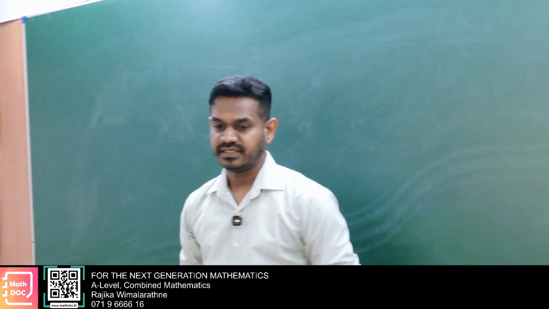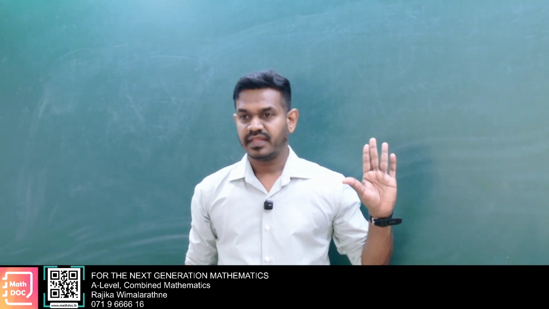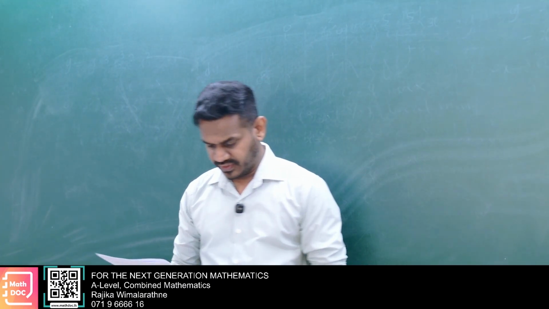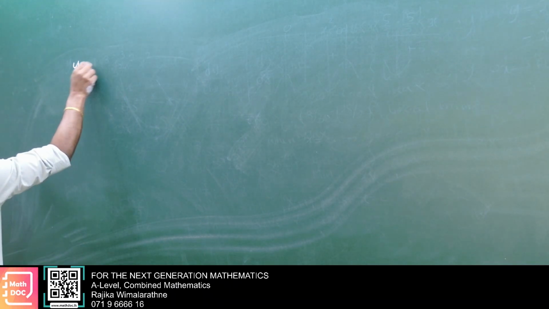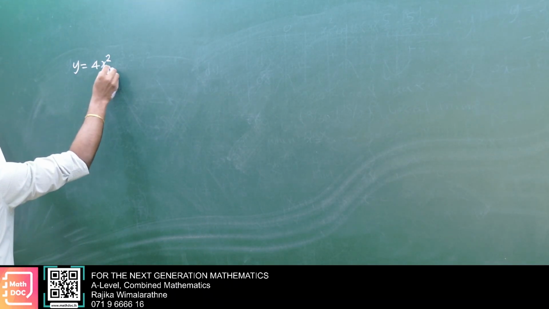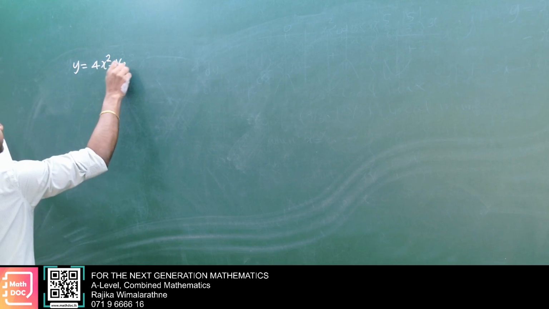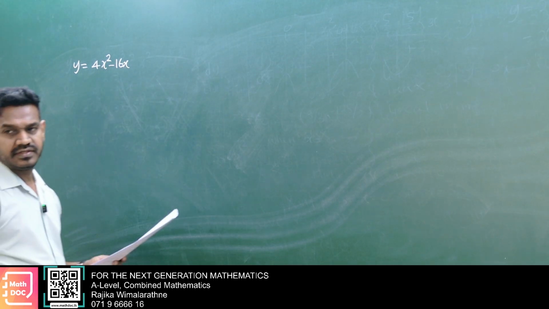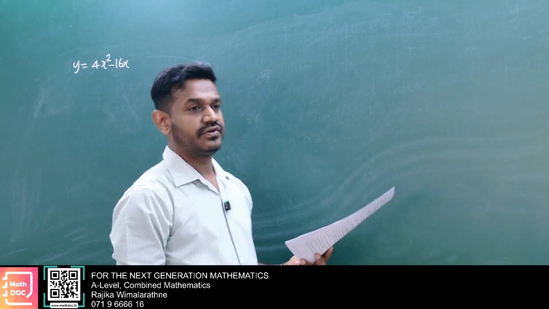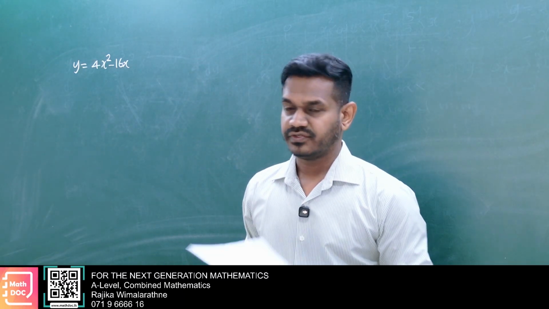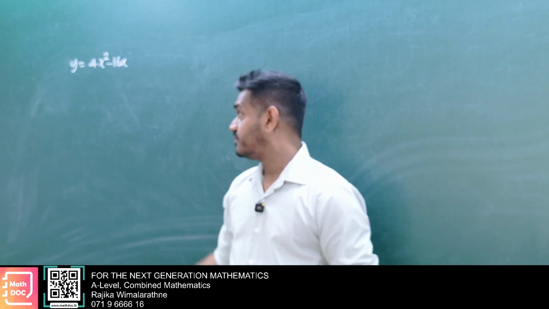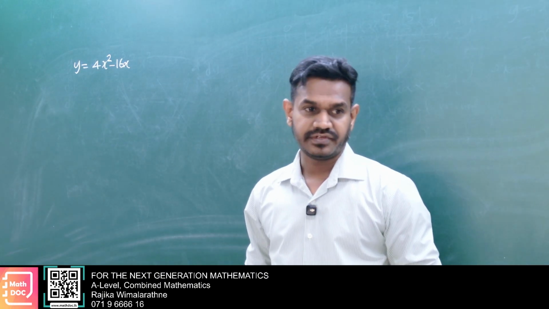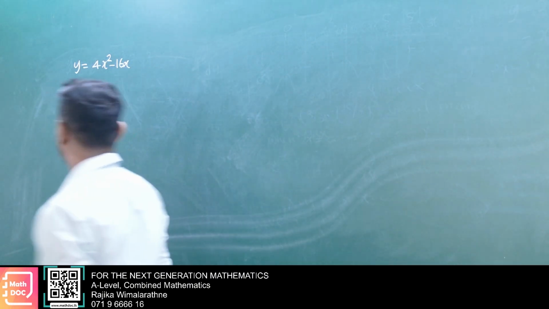Let's sketch one another. Do with me. Y equals 4x squared minus 16x. It is a quadratic type. We know how to sketch a quadratic function directly using factorization or by completing the square. But let's sketch this one by differentiation. Okay, continue.